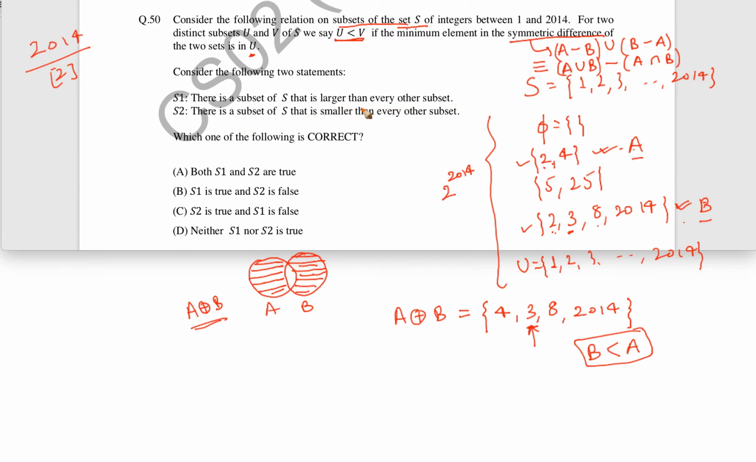So is there any subset which is larger than every other subset? Okay, so I will give you an example. Let's take any set. Let's say that this set is called X, and this can be any set. We have just chosen any random set.